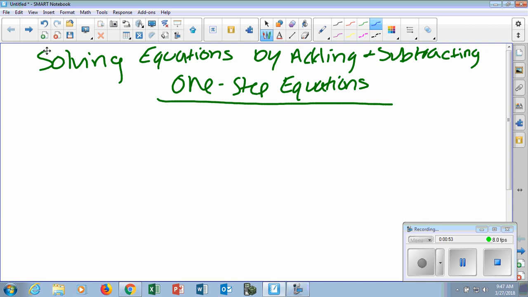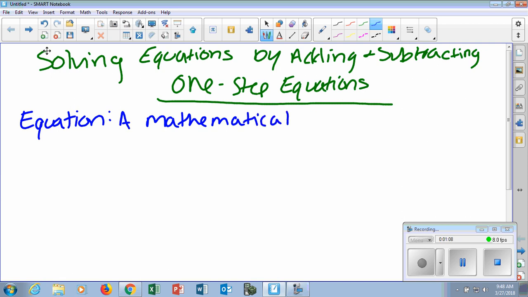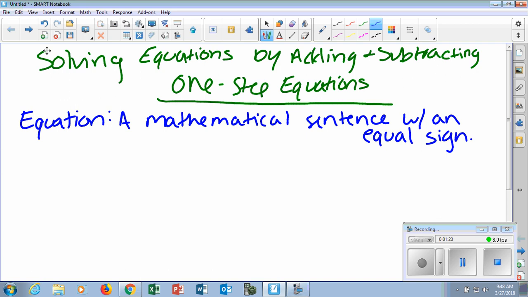So let's do some vocab first. Equation: a mathematical sentence with an equal sign. Simple as that, right? Which is what we were starting to create in the 3.2 notes with the coins and bags and having our x and an equal sign and solving for x. That's basically what we were kind of doing. We're just going to look further into it.